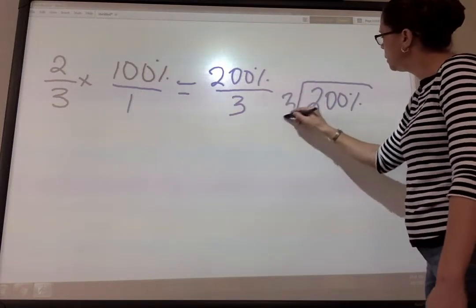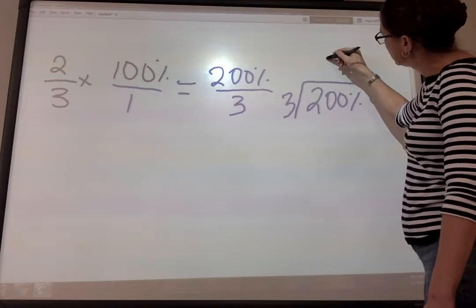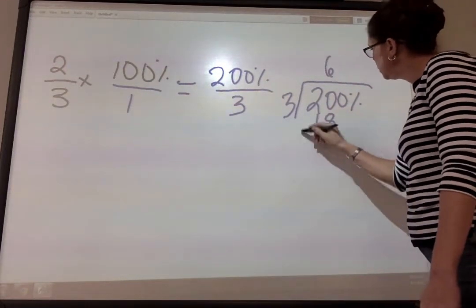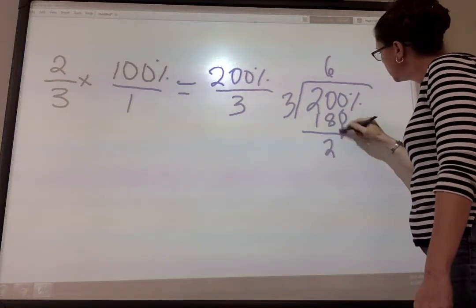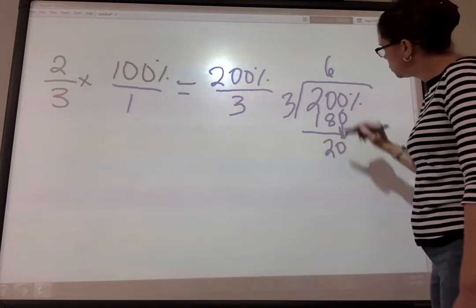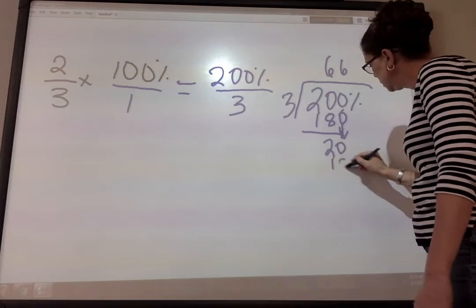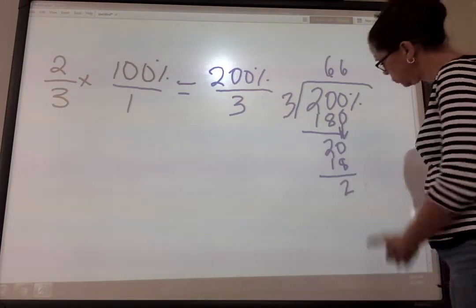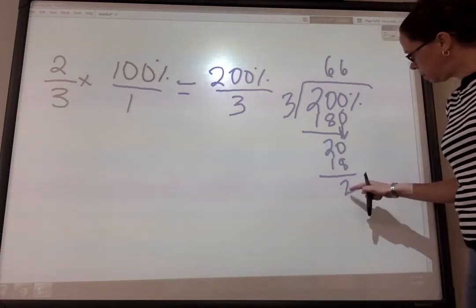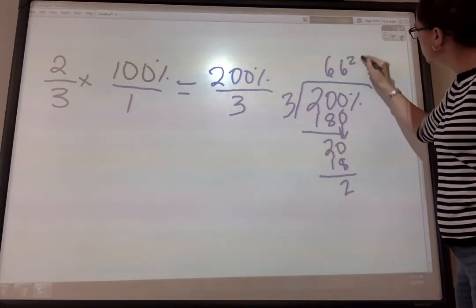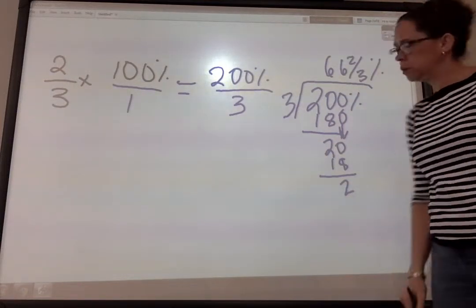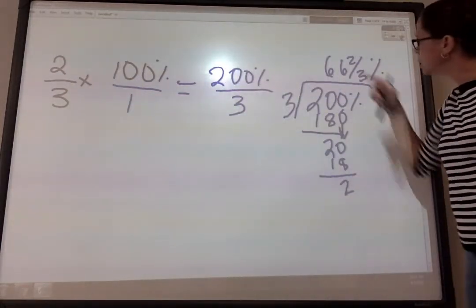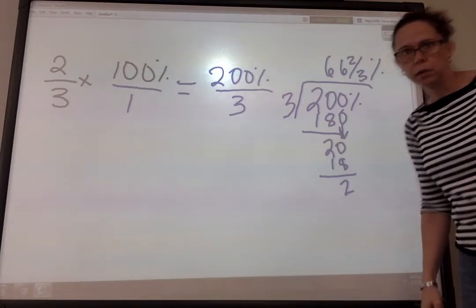200% divided by 3. 3 goes into 20, let's see, how many times? 6 times. That's 18. Bring down the 0. 3 goes into 20 six times. Now, I don't say 66 remainder 2%, right? I put my remainder over my divisor: 66 and 2/3%. So 2/3 is 66 and 2/3%.